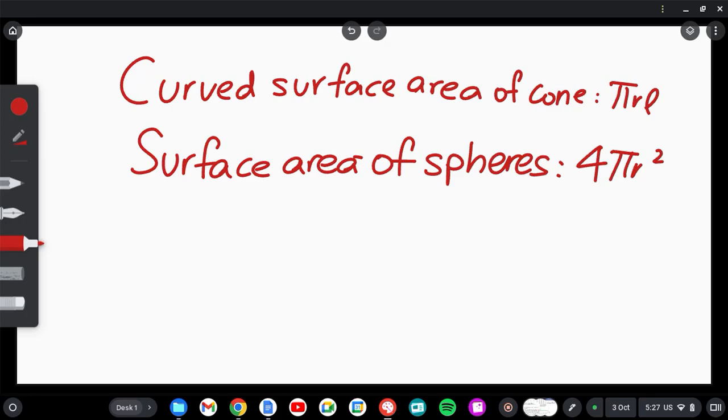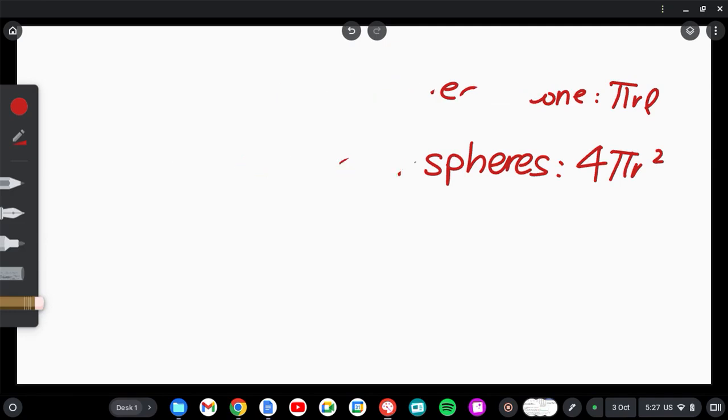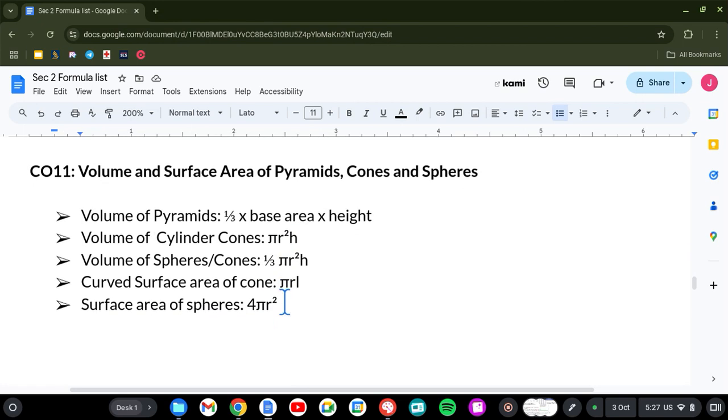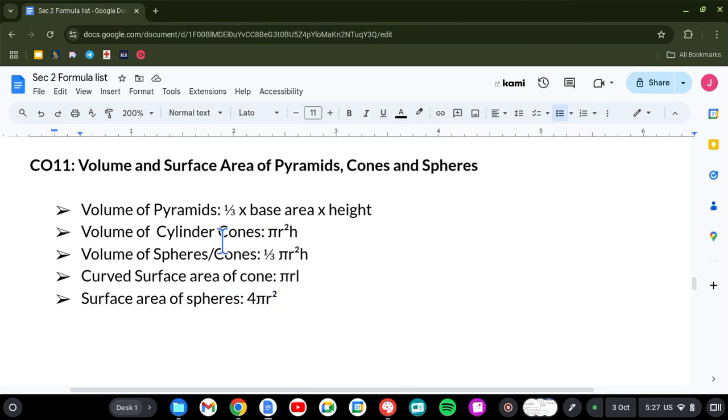Okay, and the last 3 topics finally. Let me go back to the formula sheet. In case you don't know what I wrote just now, or you cannot see my handwriting, it is right here. Not cylinder, cone now. Cylinder only. Okay, I'm giving you 5 seconds. 5, 4, 3, 2, 1.